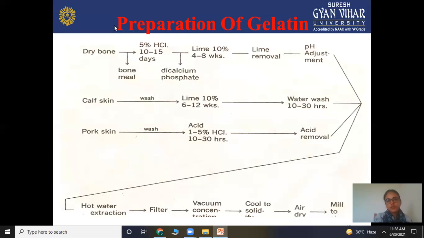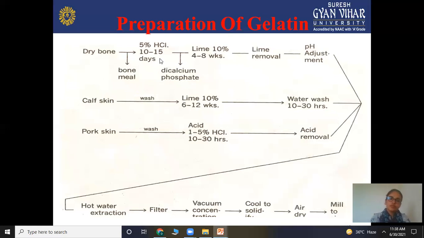These are the three processes that you use for gelatin preparation. According to your requirement, you use any one of these three. So the first that you use for gelatin preparation is dry bone, second is calf skin, third is pork skin. And a different procedure is available for each type.